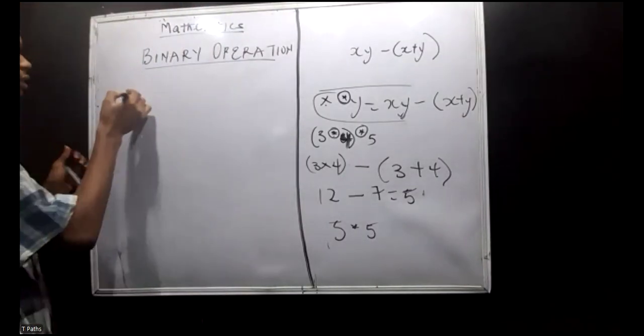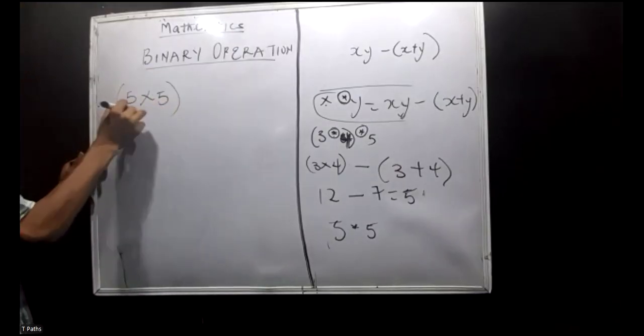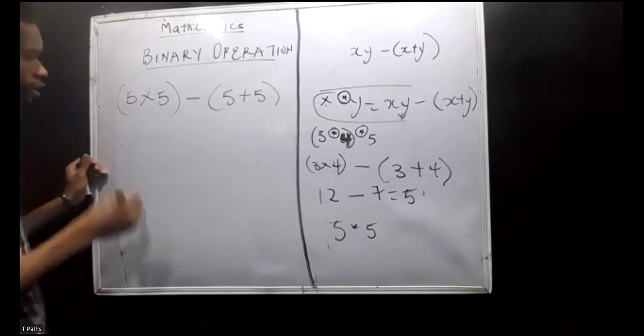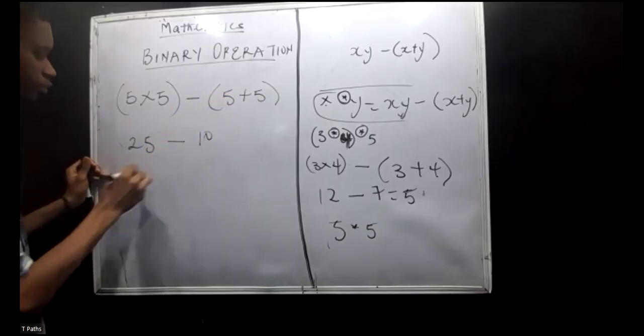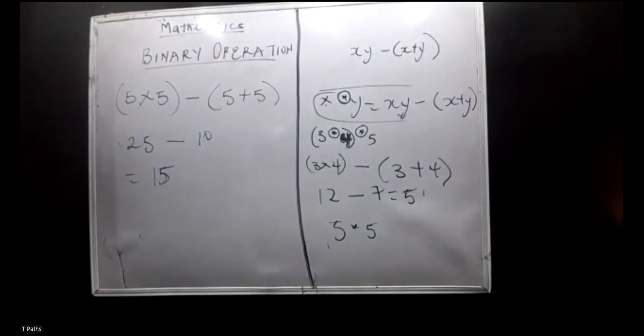So the operation rule is x times y minus x plus y. So 5 operation 5 is 5 times 5, which is 25, minus 5 plus 5, 10, which is 15. I believe this should be an option in the question, but it is also not there. I don't know what is going on.